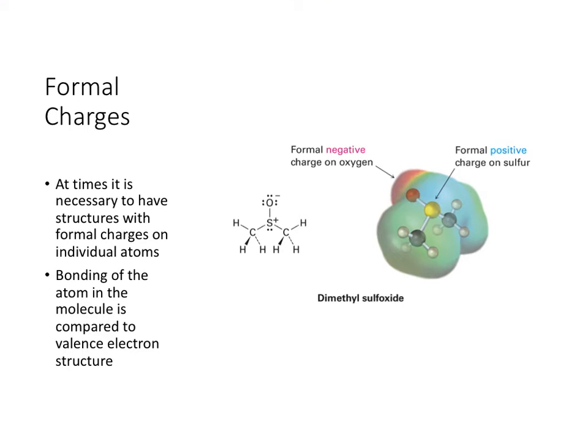At times it's necessary to have structures with formal charges on individual atoms. So for example, this is dimethyl sulfoxide. And notice the plus sign on sulfur and the minus sign on oxygen. That means there is a formal negative charge on oxygen and a formal positive charge on sulfur. This is an electrostatic map. Areas of red indicate a buildup of negative charge. Areas of blue indicate a buildup of positive charge.